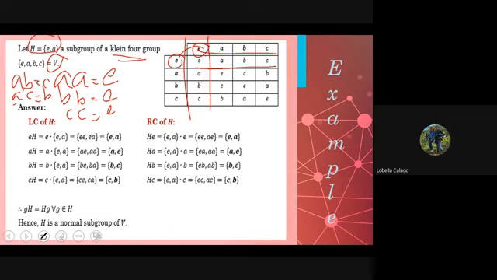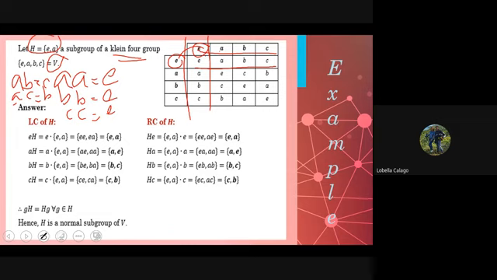This is also an example of a Cayley diagram or graph, which I gave you before. I don't know if it's in the problem set or in the final exam, where you make a table and just fill it up.